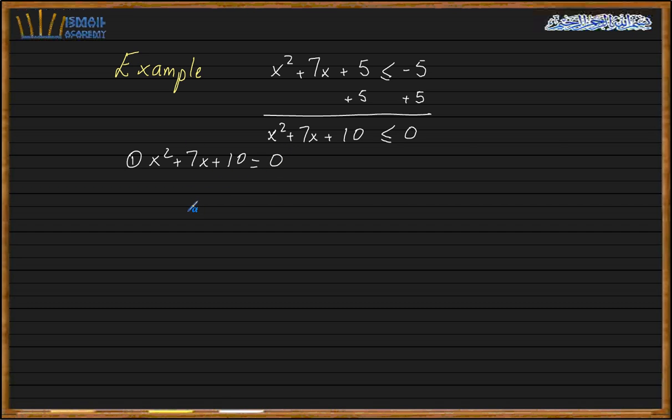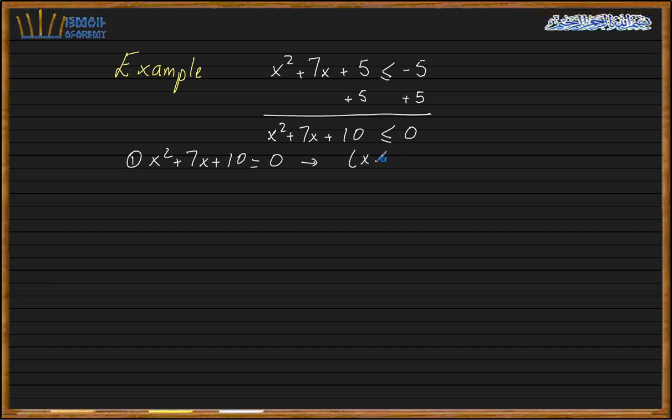Here what we do, we factor using one of the methods. Whatever is available to you, you can use it. Either direct factoring or the alias method. Here we cannot use the AC method because the leading coefficient is equal to 1. So either direct factoring or the alias method. Here I will factor directly.